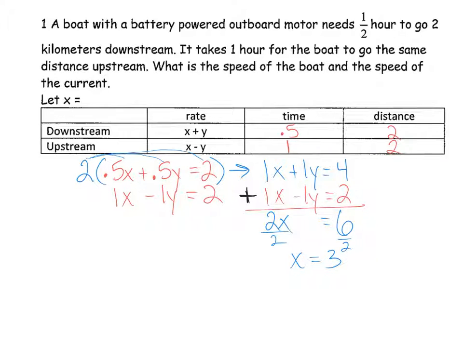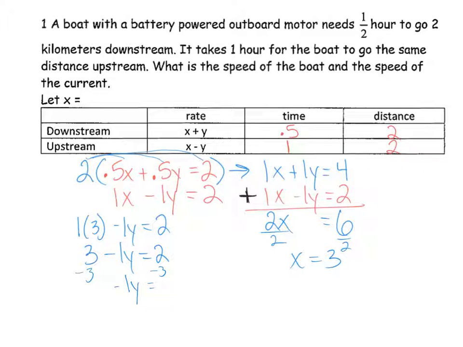Plug in. Which original equation do you like better? Yeah, for sure pick the bottom. It's like a no-brainer. 1x, 1 times 3, minus 1y equals 2. Three minus 1y equals 2. So minus 3. Negative 1y. Don't forget that there's a negative still in front of the 1y. Equals negative 1. 2 minus 3 is negative 1.